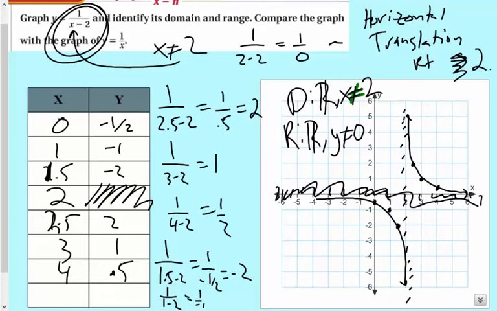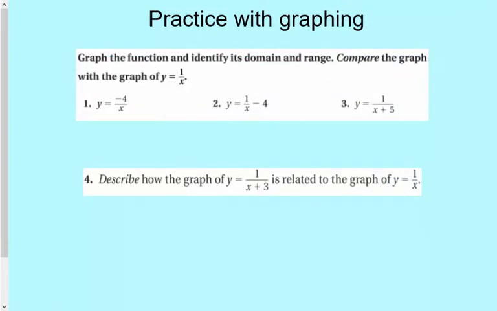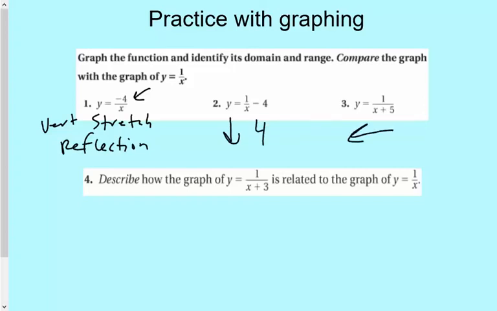So there you go. Ooh, this is something. I'm going to check the time. Okay, I'm at 11 minutes already. I'm not going to do any more graphing. We're just going to talk about these last functions here. This negative 4 is going to be a vertical stretch, and the negative part is going to cause a reflection. So this one would be in quadrants 2 and 4. This one would be down 4. This one would be left 5.